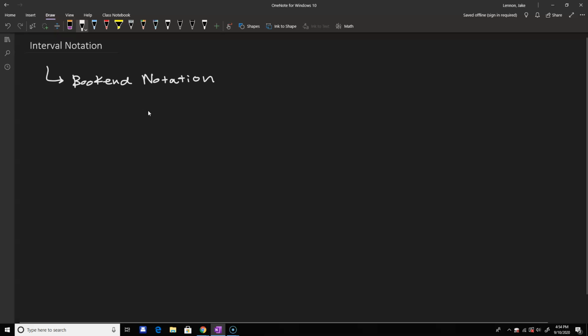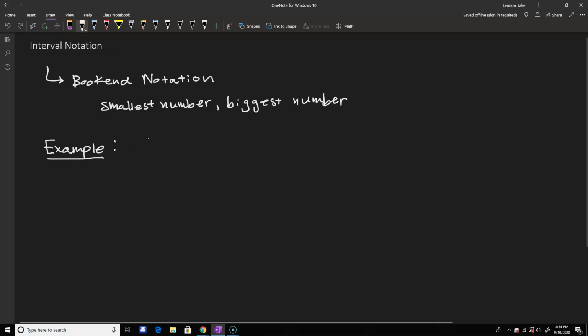So the main idea is we have some symbols and we write the smallest number and then the biggest number, and we need a way to determine whether or not those numbers are included in our interval. So let's just go through some examples and you'll quickly see how this works. Let's describe each set using interval notation.